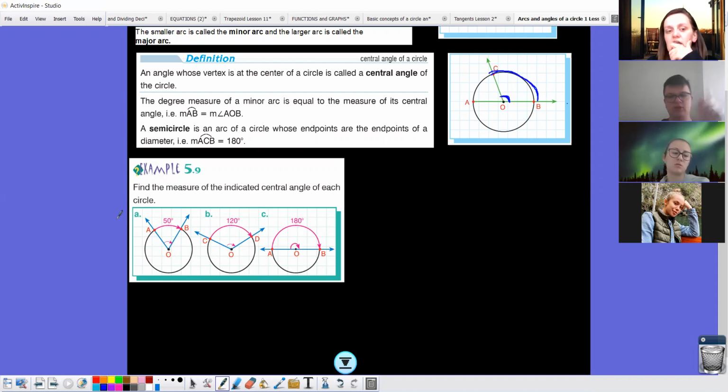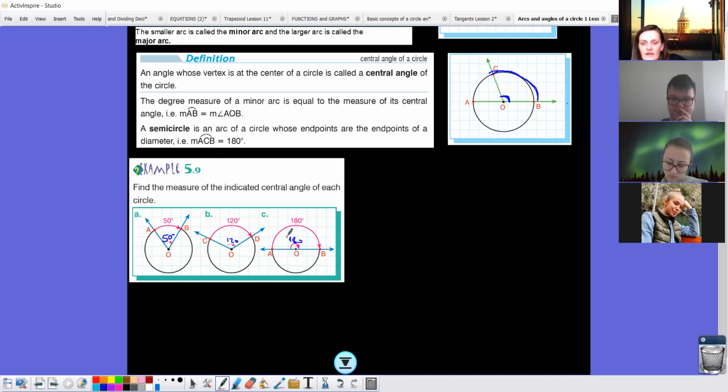We can draw even the smaller one. It will be small or big. So if this one is 50 degrees, the angle will be 50 degrees. If this one is 120, the angle is the same, 120. If this one is 180, the angle will be 180. But this works when your angles are central angles, if the vertex of the angle is in the center point.